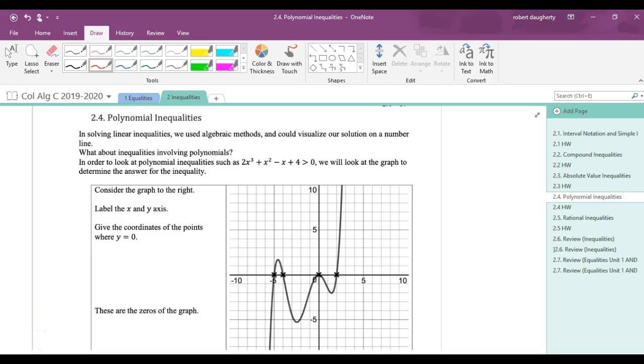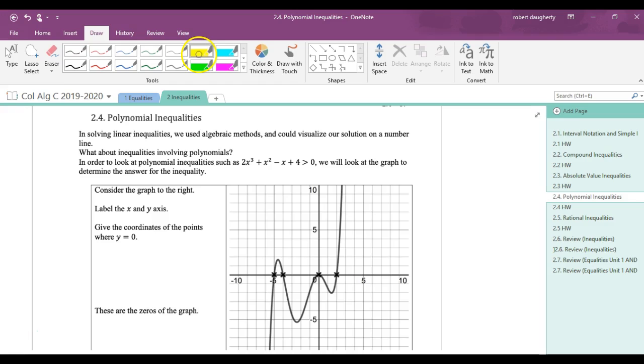Okay, so polynomial inequalities. We're going to spend a lot of time later in the course on polynomials, but right now we're going to deal with inequalities that deal with polynomials. They can get quite complicated, so the way we make it not complicated for you is by giving you a graph. So there's not a whole lot of arithmetic that happens here. It's reading from a graph is what you'll do.